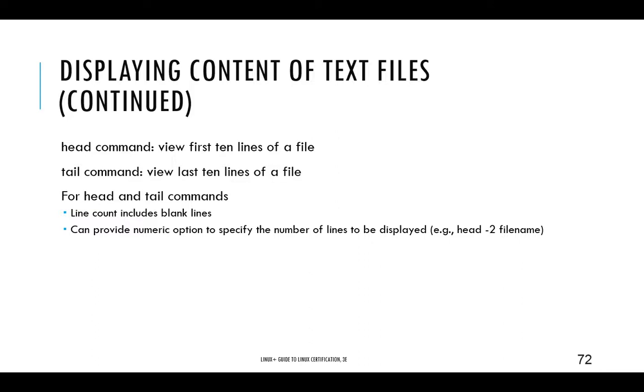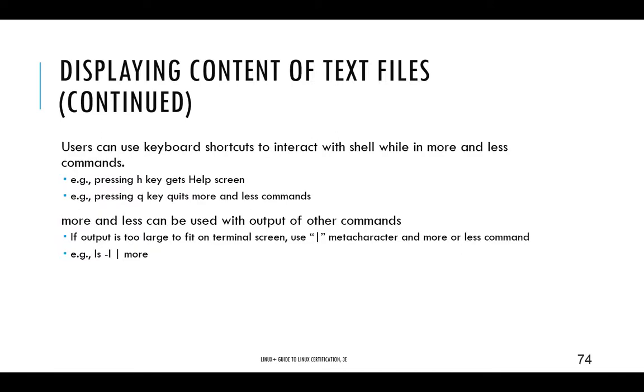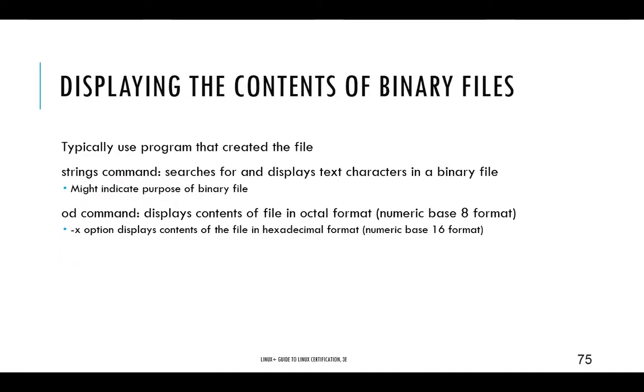head will take you to the top 10 rows. tail takes you to the bottom 10. And then you can do a dash and say 5 if you only want to view 5. Large text files can be a problem with the cat command because only a portion of it will fit onto a screen. I can use more, which will go page by page, or I can use less, and I can just scroll down. If the output is too large, you can use the pipe metacharacter and then put more or less, so you can control what you're looking at.